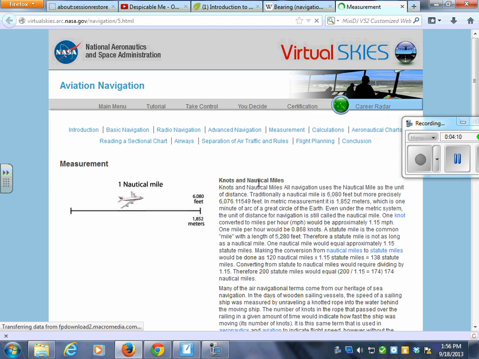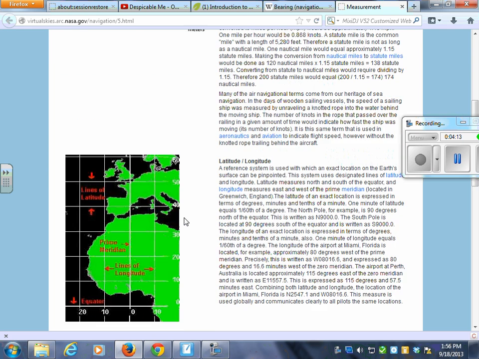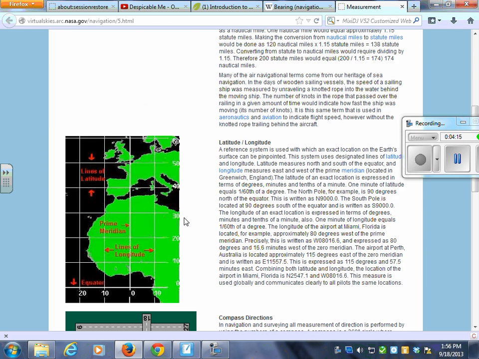Knots and nautical miles, blah, blah, blah. Latitude, longitude. You guys know a little bit about that, I think, right? Okay. Compass directions. Now, here's something that you might not know.